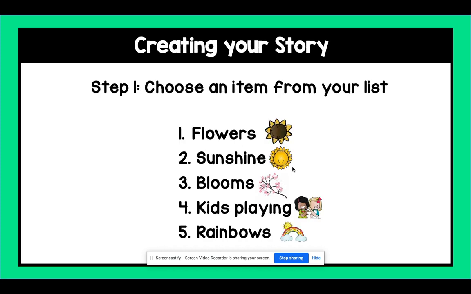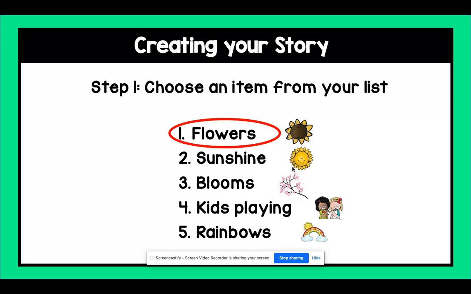So the first thing we're going to do is choose one of the items from our list. How many items? You're right, one. One item from our list. Yesterday, my list was flowers, sunshine, blooms in the trees, kids playing, and rainbows. Those are the 5 things that I can see in the springtime. I'm going to choose one of those 5 items, and the item that I'm going to choose today for my story is flowers. So my story is going to be about flowers. It's not going to be about kids playing or rainbows, because I just want to focus on one thing for our story today.